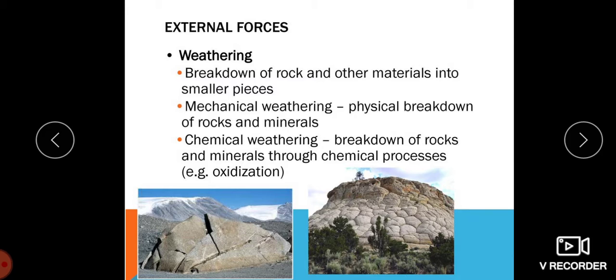What do we mean by weathering? We have to note down. Weathering is the wearing away or breaking down or the gradual disintegration of rocks by agents. So, which are the agents? The agents are temperature, rainfall, wind, which are present in the atmosphere. We have three types of weathering: mechanical weathering, chemical weathering, and biological weathering.